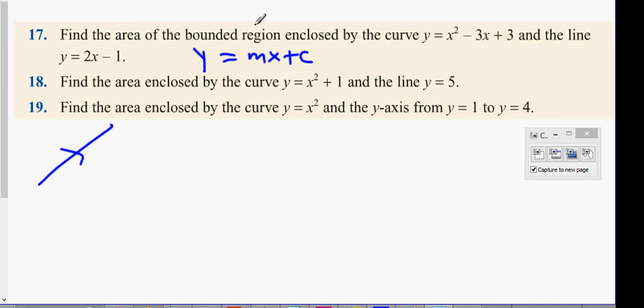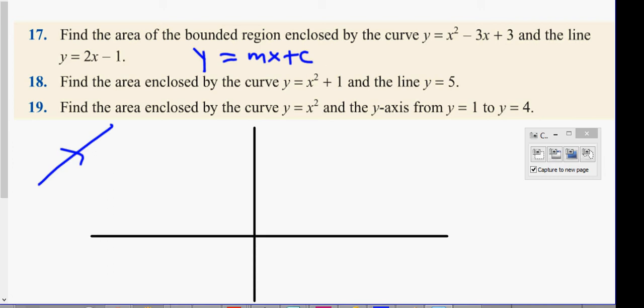So when I'm drawing a sketch of this graph, I'm going to just draw a quick sketch to see where I'm at. The first thing I'm going to do to try and sketch this graph is to find out where the curve hits the x-axis. What's the general rule about the x-axis? y equals 0. 0 equals x squared minus 3x plus 3.